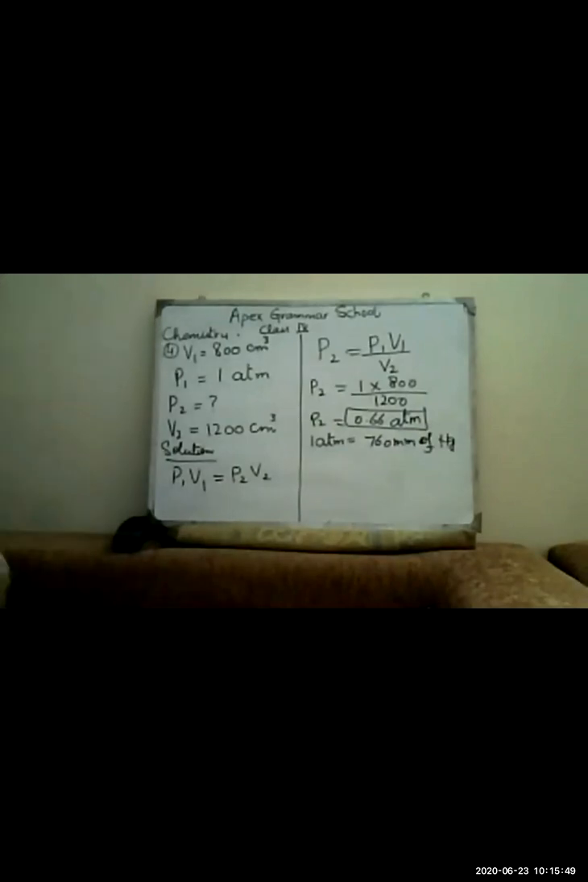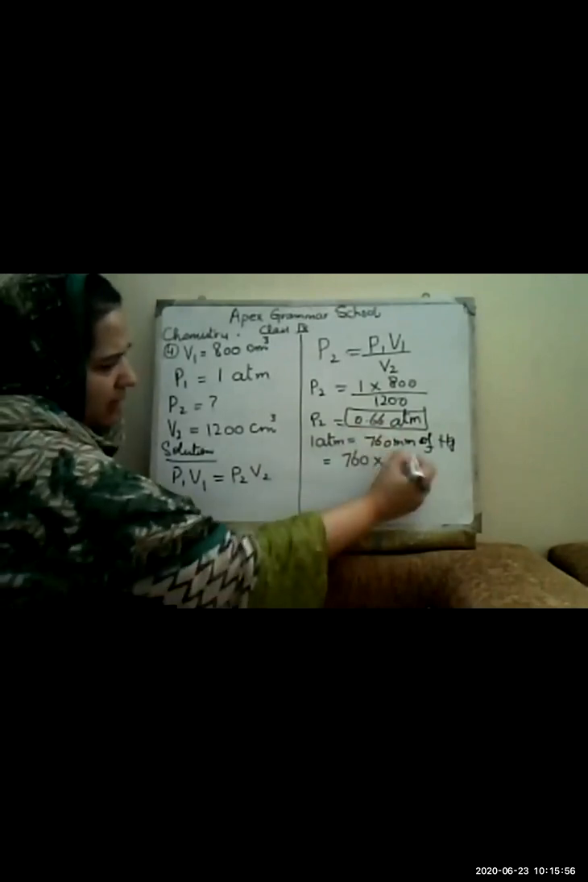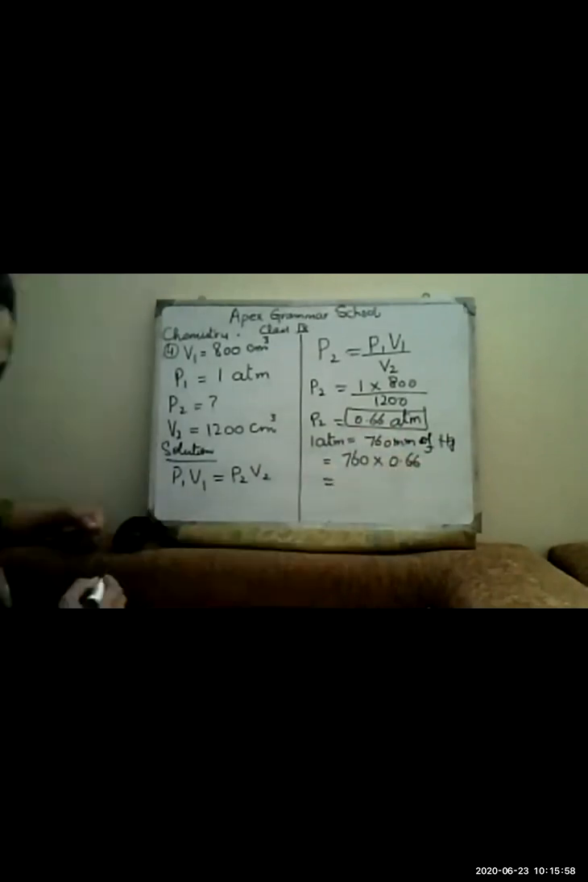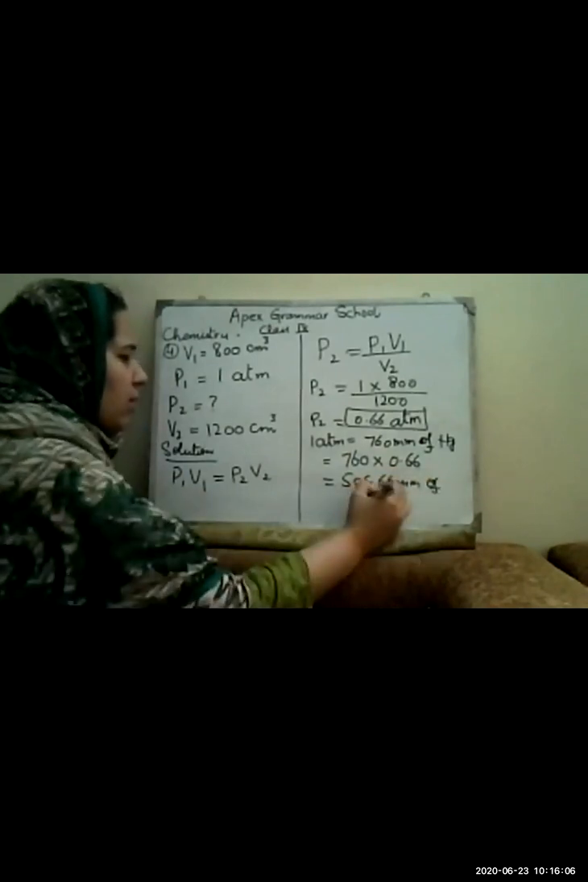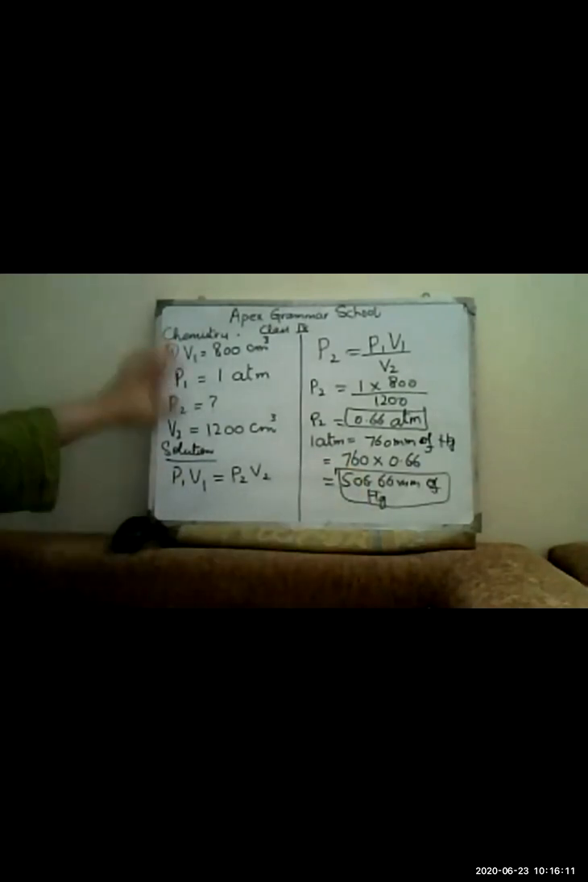So what will we do? We will simply multiply it as we have done in the previous conversion. The answer will be simply multiplied with 760 and the answer is 506.66 millimeter of mercury. So this is the answer of numerical number 4. You can see on the board. If you have any query, you can ask.